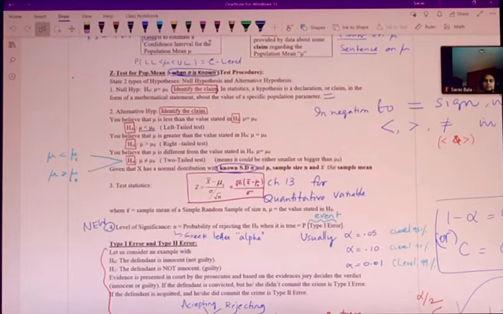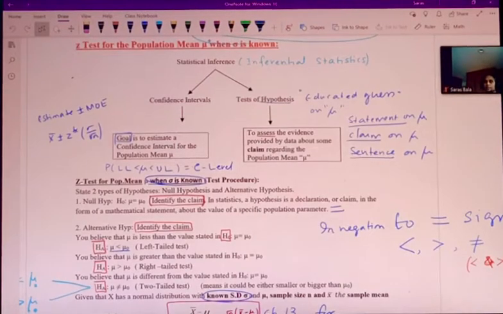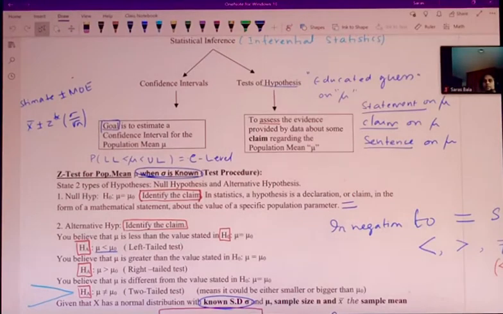In testing of hypothesis, you're trying to find evidence provided by the sample data for a statement about mu. You have to say whether the statement is good to go, or it's going to be rejected, or do not accept, do not reject, whatever it is. That is what is tested in testing the hypothesis. Again, we are trying to find evidence for the statement. Is that statement accepted? Is that statement good to go?